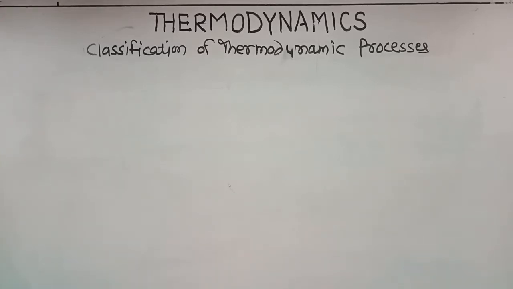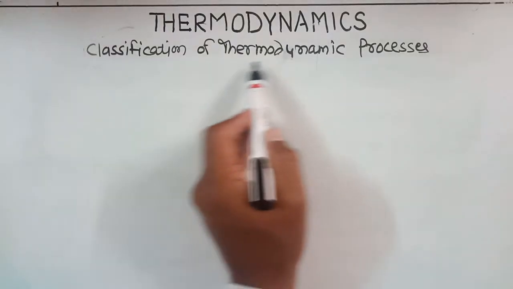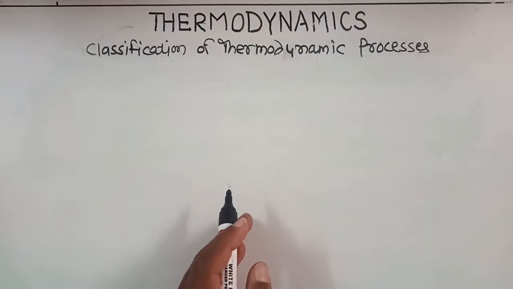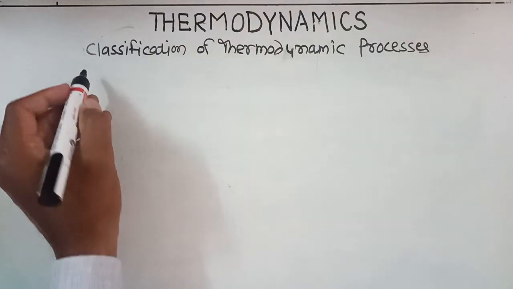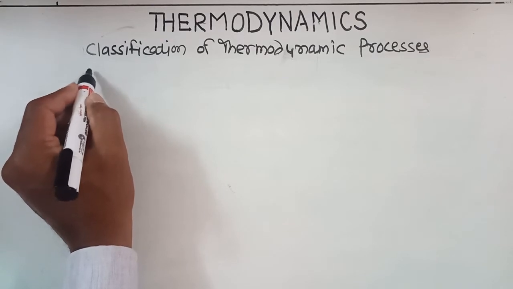Good morning, students. Let's continue the chapter thermodynamics and let's continue the classification of thermodynamic processes. We have seen the thermodynamic processes in detail: the isothermal process, the isobaric process, the isochoric process, and now let us see the adiabatic process.